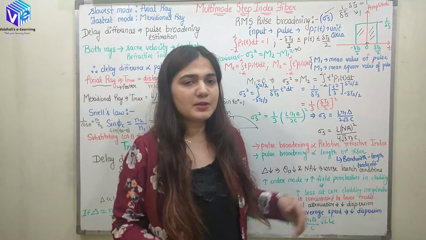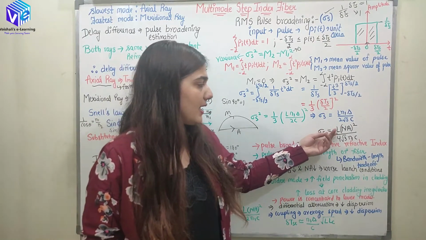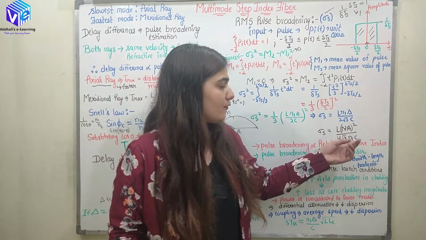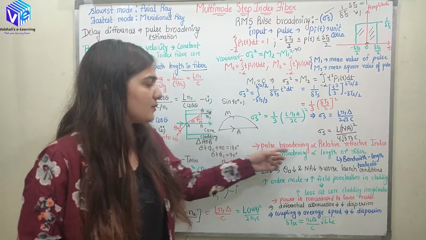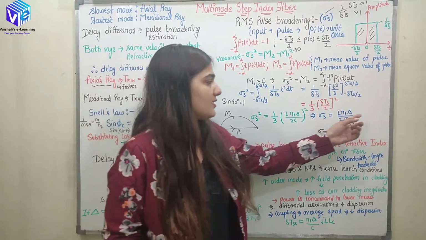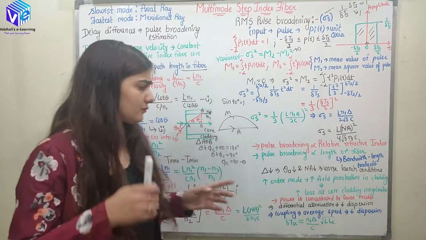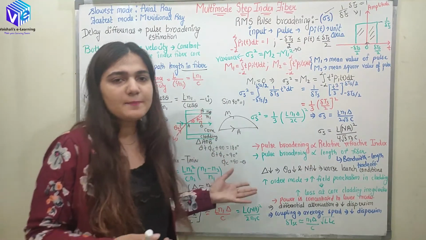In terms of numerical aperture also I can find sigma s. Sigma s would be L NA square upon 4 under root 3 n1 c. This is how I can say the pulse broadening is directly proportional to the relative refractive index. You can see it is directly proportional to delta. So I can reduce the relative refractive index to reduce the pulse broadening.